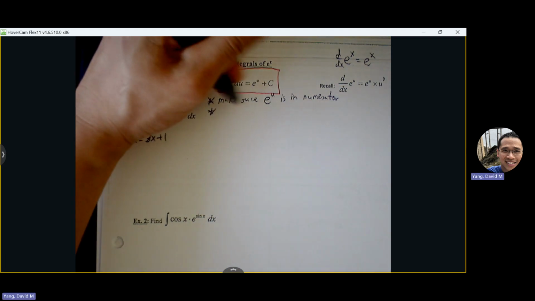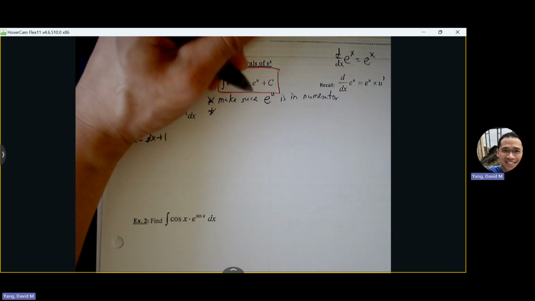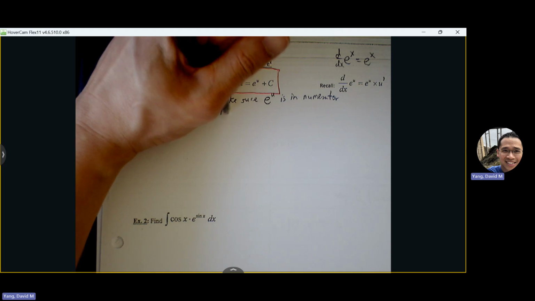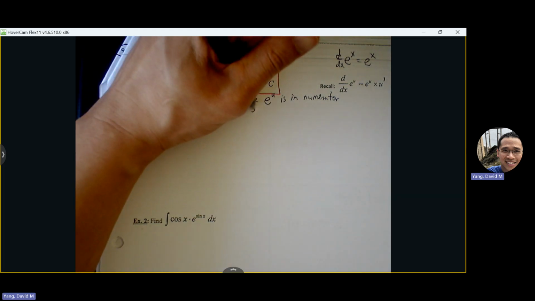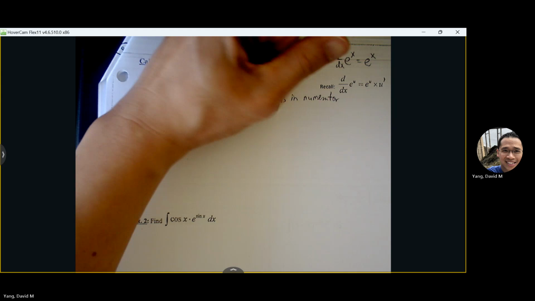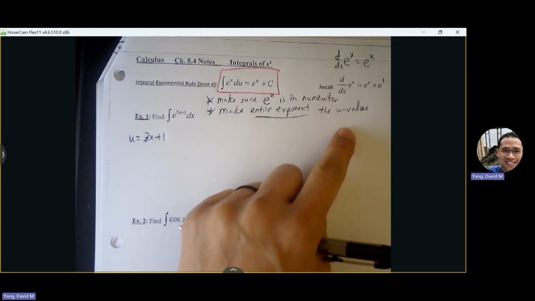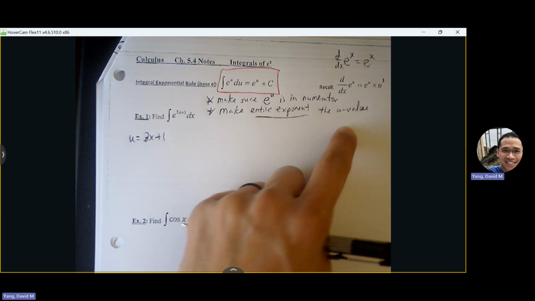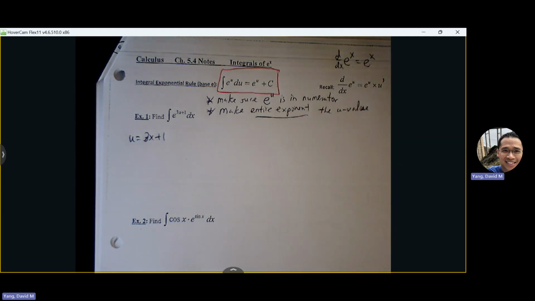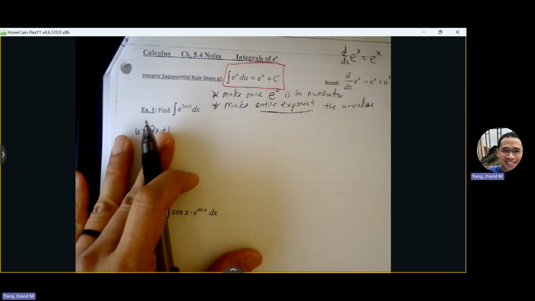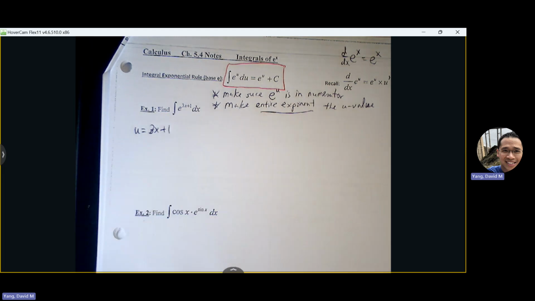And the second is if you want to assign your u value with the exponent, make the entire exponent the u value. If you're looking at the exponent for the u value, you're never going to pick and choose a part of the exponent. It's always going to be the entire exponent. So it'll never be just a section of it. Okay, so just keep that in mind. So our u value is going to be the entire exponent here.